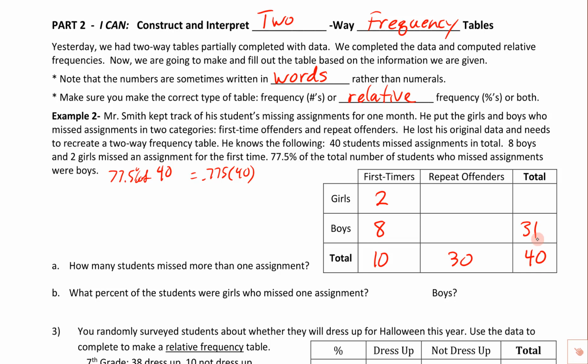Well, that tells us something important, because if 31 of the 40 were boys, that means 9 of the 40 must have been girls. And once we have this, then we can fill in the missing information. So if this is 2 and we add this and we end up with 9, this must have been 7. If this is 7 and we add this and we end up with 30, this must have been 23. And here's our double check. We use this row and this column. Let's check this guy right here. 8 plus 23 is 31, so we've got the right numbers.